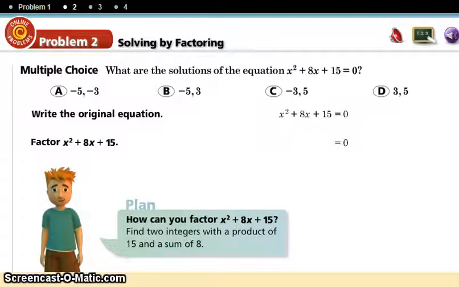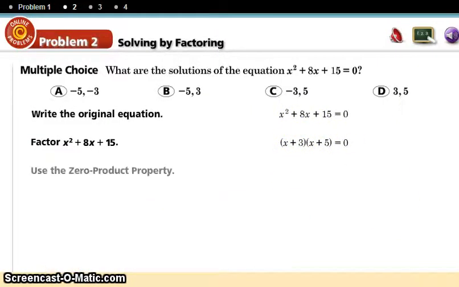Two integers with the product of 15 and a sum of 8 are 3 and 5. 3 times 5 is 15. 3 plus 5 is 8. Simple factoring there. Those are the easy ones. Now use the zero product property to change each binomial into an equation.